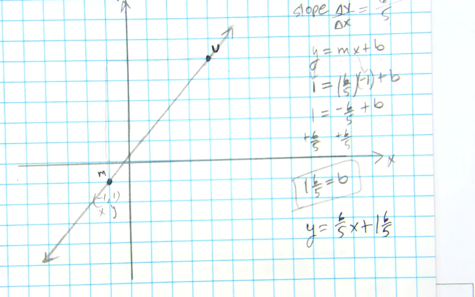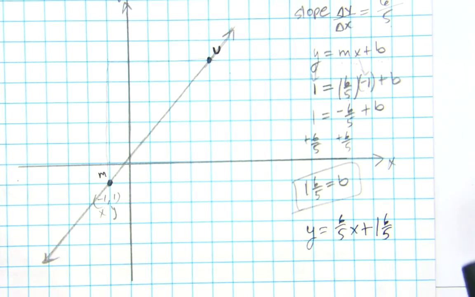That's technically your final answer. If you don't like it in a mixed number like that, you are more than welcome to change that to whatever it is you want, as long as the value is still the same. Okay, that is the equation of your line.